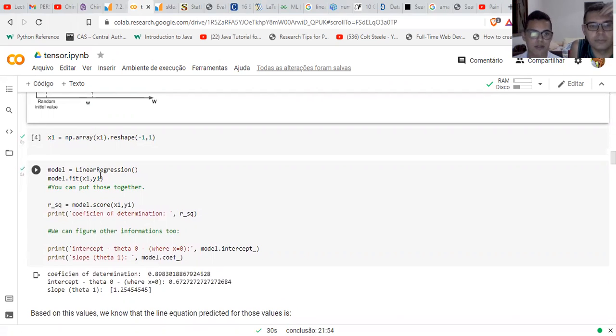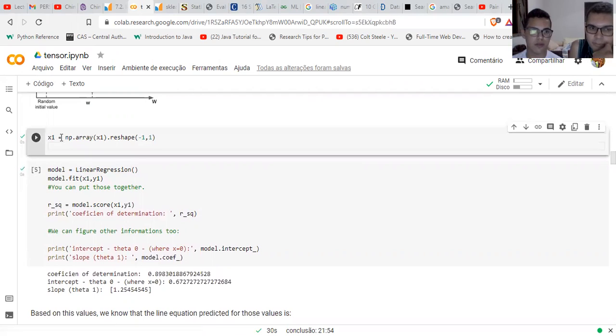We use scikit-learn to make it, and we first say that our x1 is an NP array, to reshape it. Yes, basically we have to use a NumPy array in order to use scikit-learn properly.